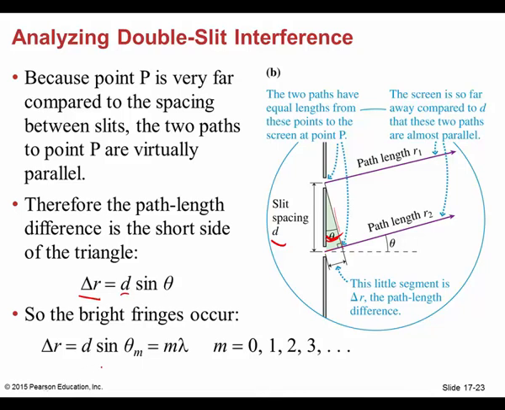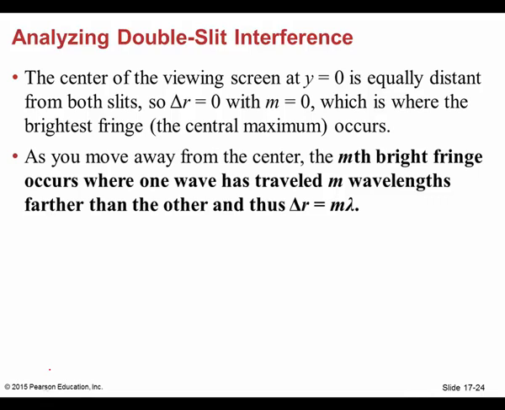All right, so we take this distance, sine theta, and we can find right here the difference in the path. And of course that's telling you where the bright fringes occur. So the center of the viewing screen at y is, of course, equally distant from both slits. Remember what we said, it's 0. And so therefore delta R is 0 and m is 0. Well, I've already said that.